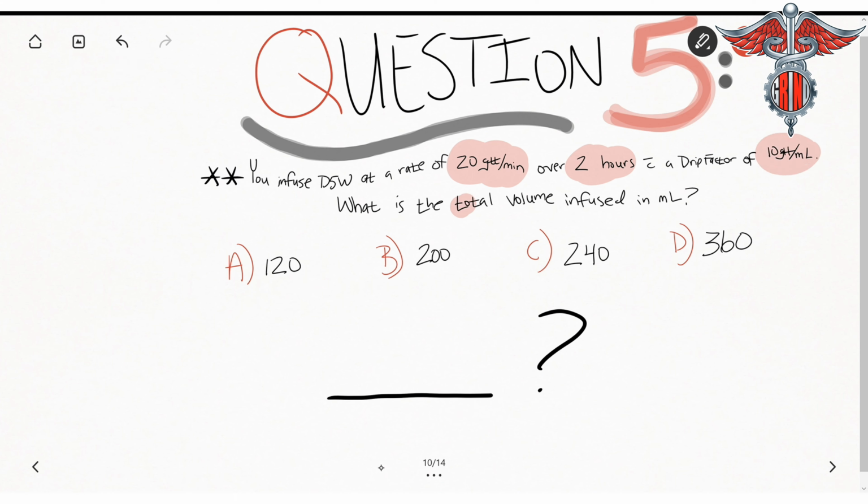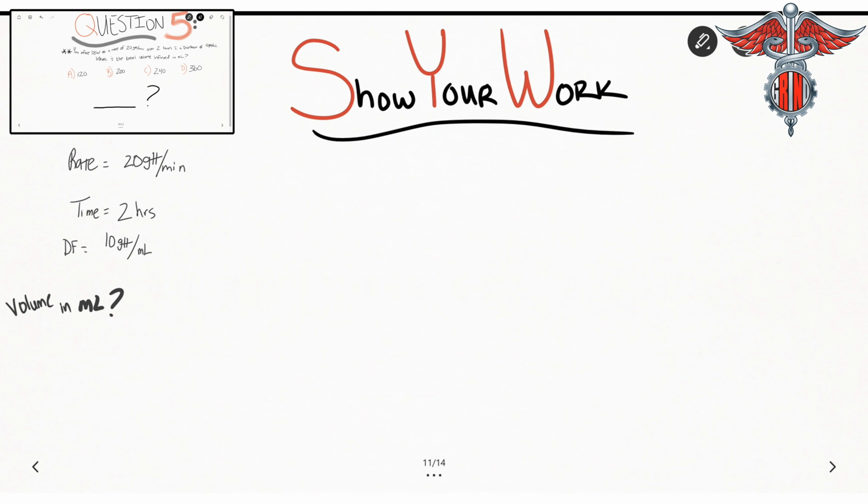What is the total volume infused in milliliters? Always remember, what are we solving for? We're solving in milliliters. So let's show our work. Okay, guys, so our given information for this question: we are given a rate of 20 drops per minute, a time of 2 hours, and a drop factor of 10 drops per mL, and we're being asked to solve for our total volume in mLs.